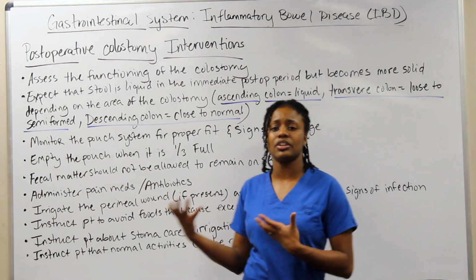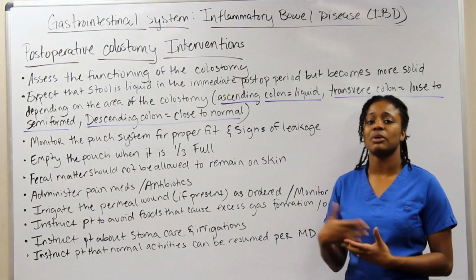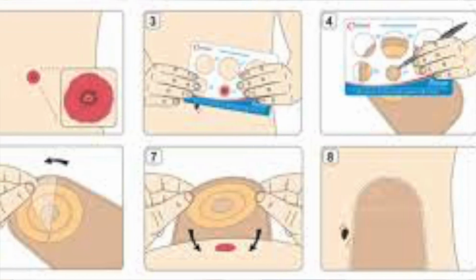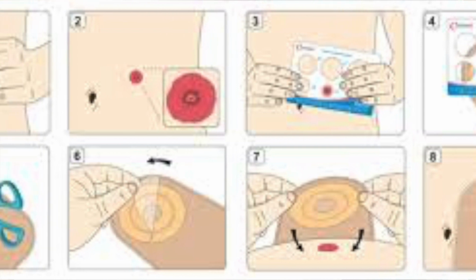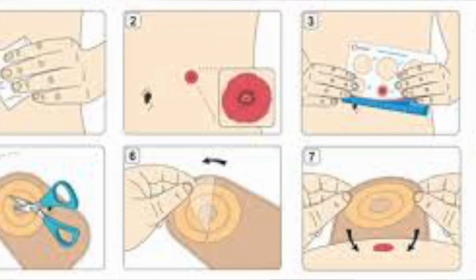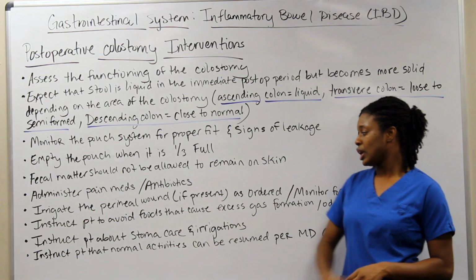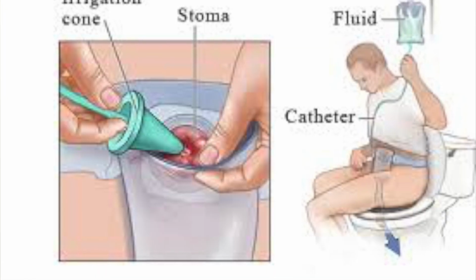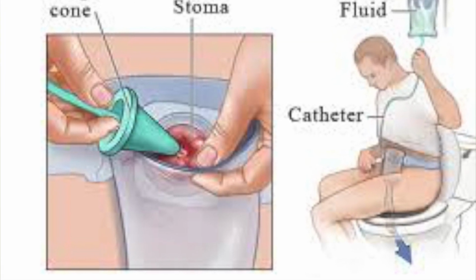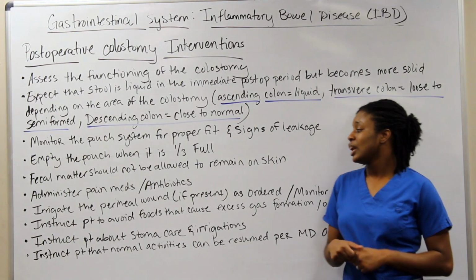Also, you want to instruct the patient about stomach care, right? So once they leave the hospital and they're independent, able to do things on their own, you want to make sure that you have taught them about stomach care, and about irrigations, because when they go home, they're going to be the ones to irrigate the stoma to make sure that it's cleansed. So I'll post a link in the description box about irrigation, so you can check out that video so you know exactly what's going on with the patient who has to irrigate the stoma, okay?